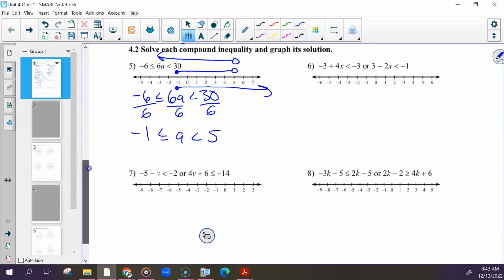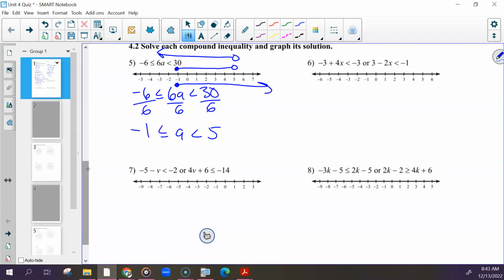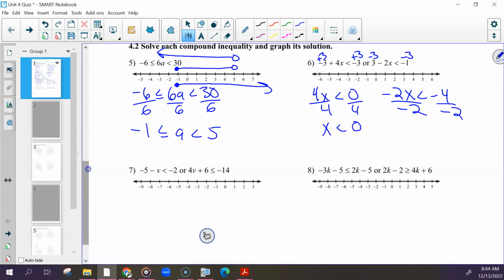For the most part, we did fine on the or. It was just some of our math messed up things. So remember to solve these separately. So add 3 here, subtract 3 here. So we'd have 4x is less than 0, and -2x is less than -4. Divide 4 on both sides here, and -2 on both sides here. So x is less than 0, and x is greater than 2.